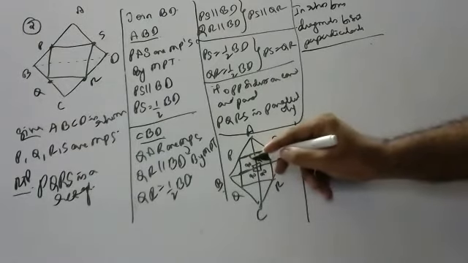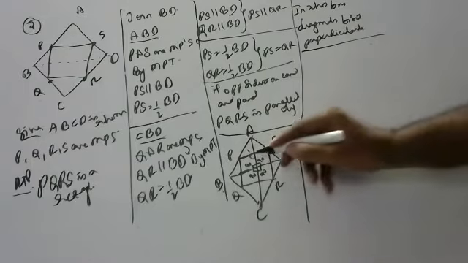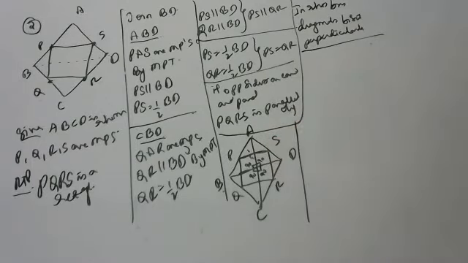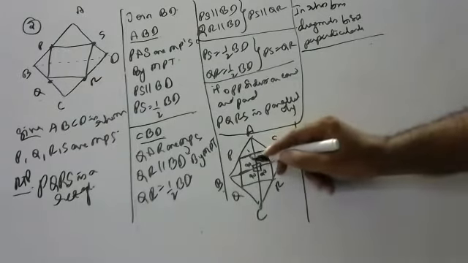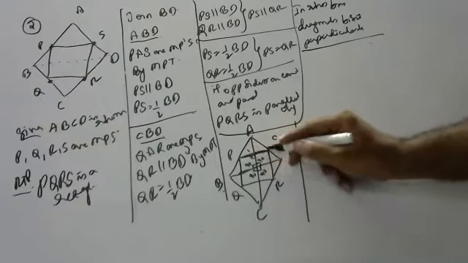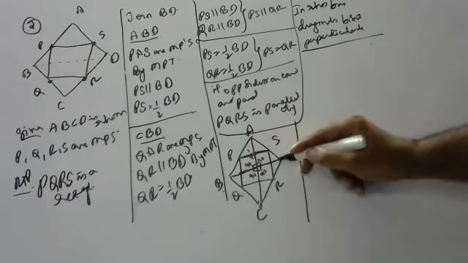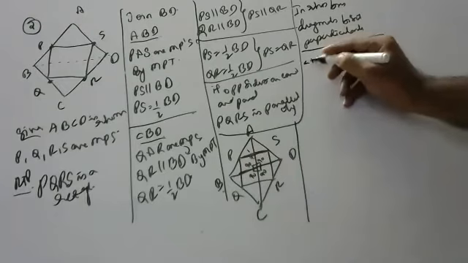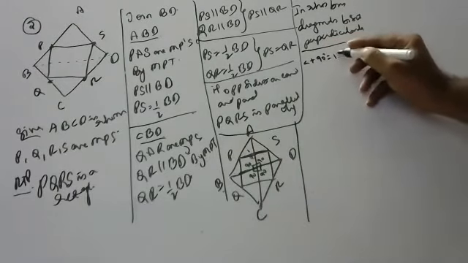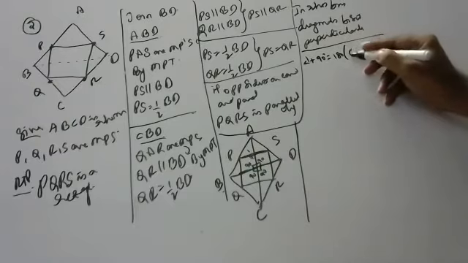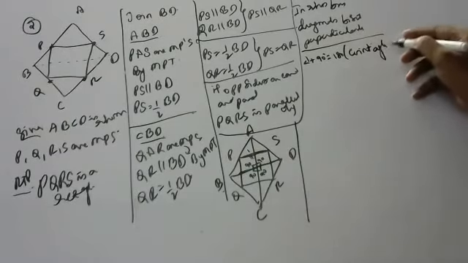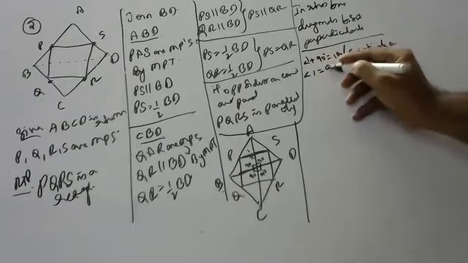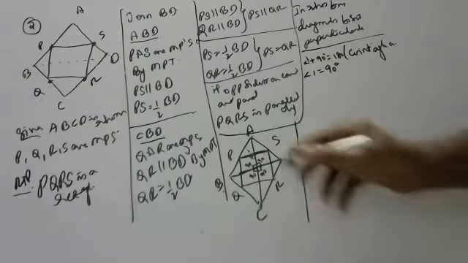If I put this as angle 1, can anyone say what is the relation between angle 1 and 90 degrees? Sir, co-interior angles. 90 plus angle 1 is equal to 180. This and this are parallel because we proved it by the midpoint theorem. So angle 1 plus 90 degrees is equal to 180 because co-interior angles are supplementary. So angle 1 is equal to 90 degrees.